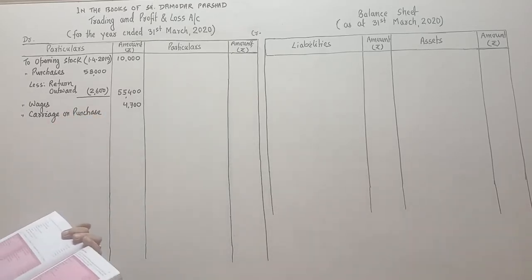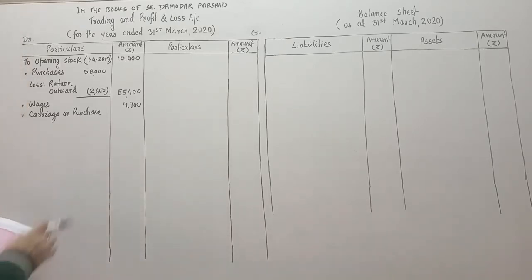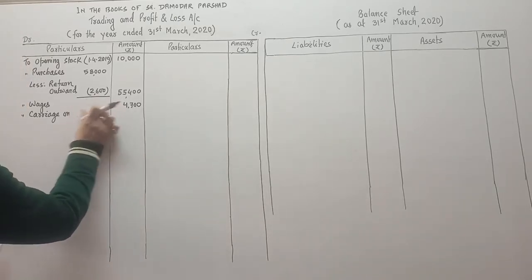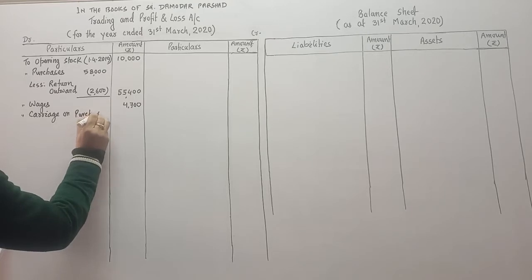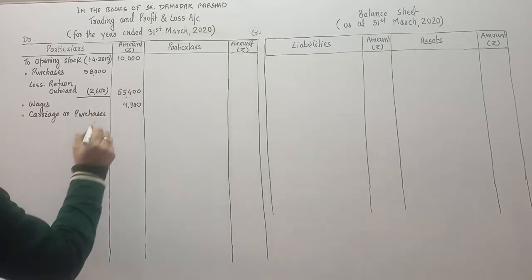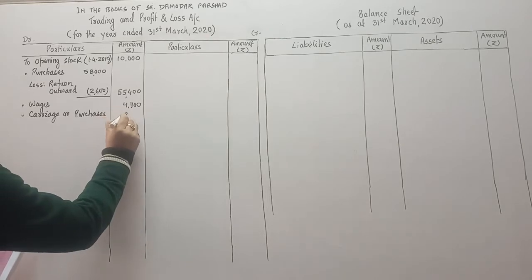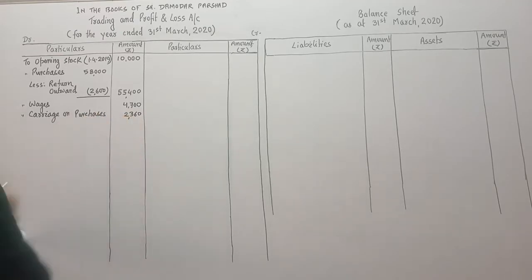Carriage on purchase means carriage inward. It is the carriage paid at the time of purchase. So how much is the carriage on purchase? Carriage on purchase is 2,360.